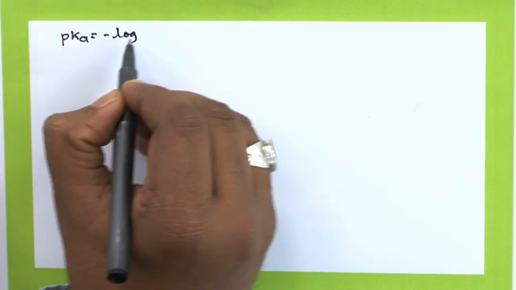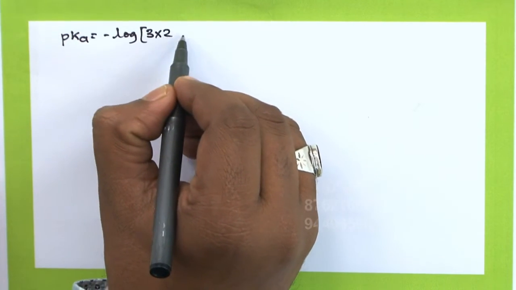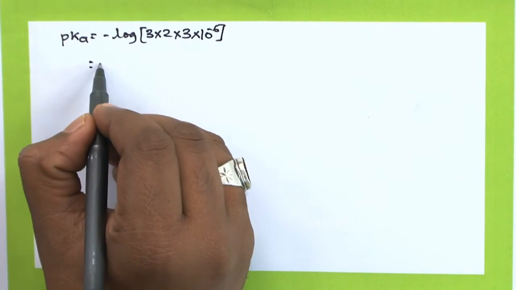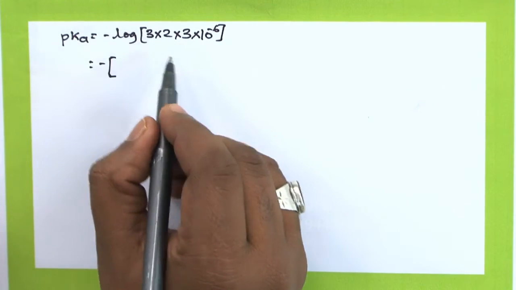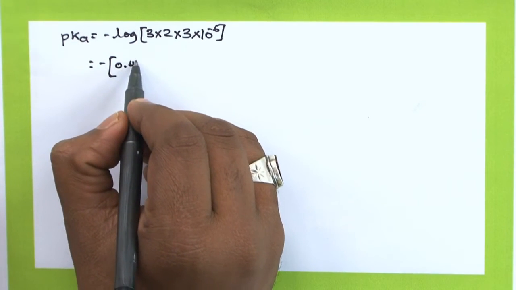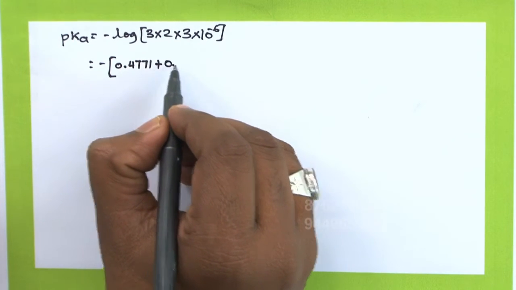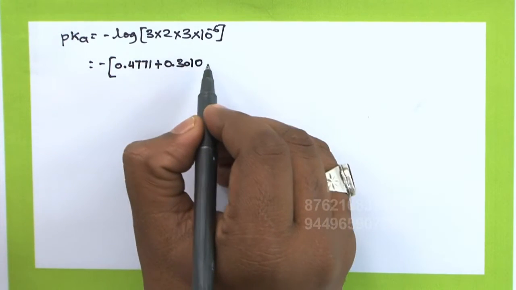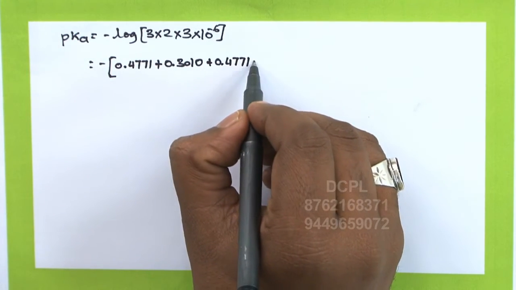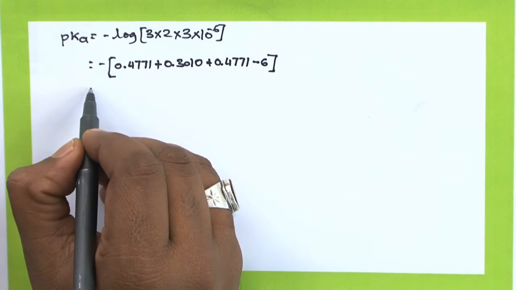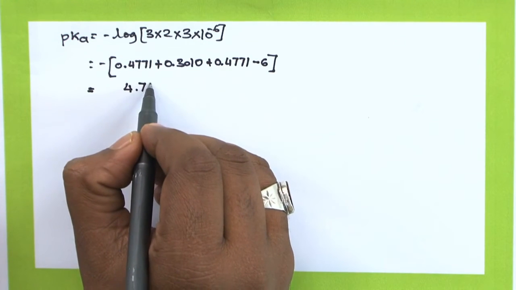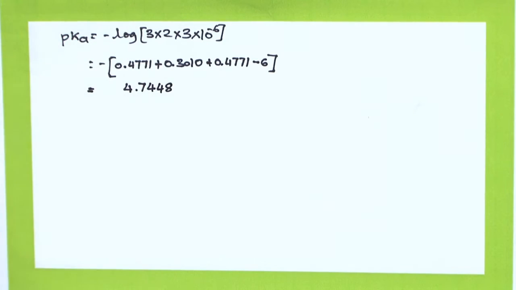pKa is equal to minus log of 3 into 2 into 3 into 10 to the power minus 6, that is minus of log 3 plus log 2 plus log 3 plus log of 10 to the power minus 6. Log 3 is 0.4771, log 2 is 0.3010, log 3 is 0.4771, log of 10 to the power minus 6 is minus 6 log 10 and log 10 is equal to 1. If you simplify this, it will be equal to 4.7448. This is the value of pKa.